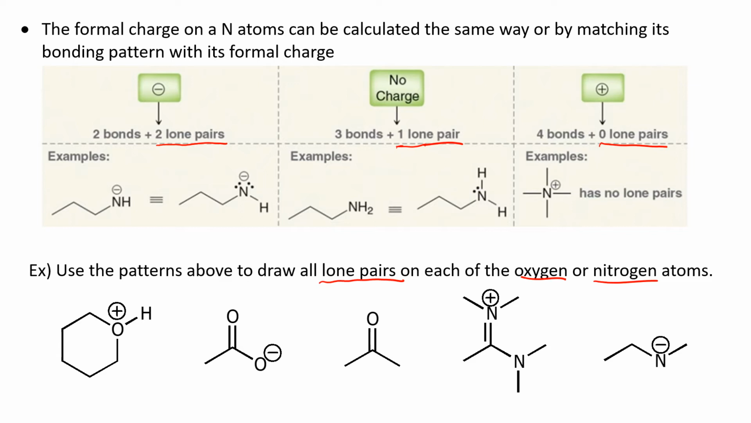The oxygen atom, in our first example, if you recall, oxygens with a positive charge will have 1 lone pair. An oxygen with a negative charge will have 3 lone pairs. An oxygen atom that's neutral will have 2 lone pairs. And a nitrogen atom with a positive charge has no lone pairs. A neutral nitrogen atom has 1 lone pair. And anytime you see a nitrogen with a negative charge, it's going to have 2 lone pairs.